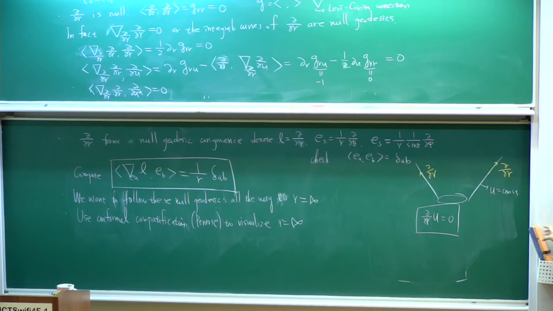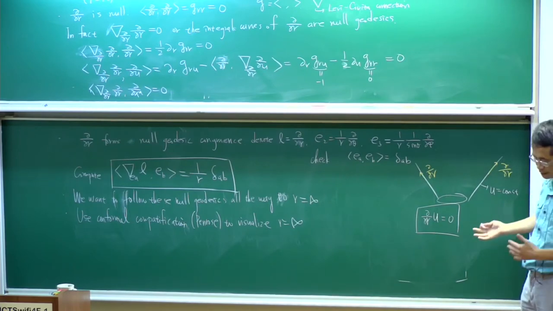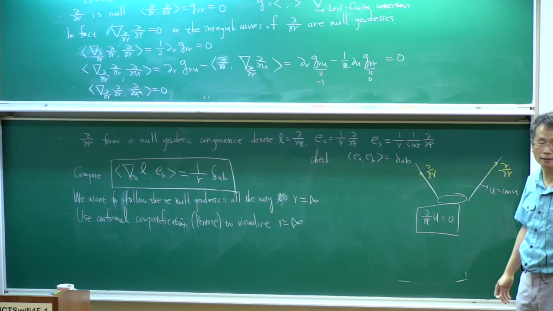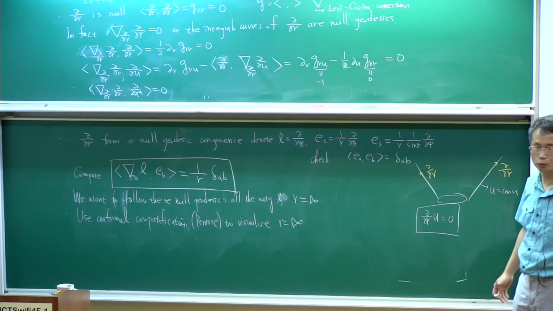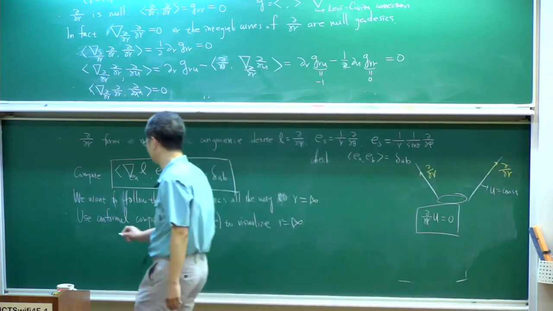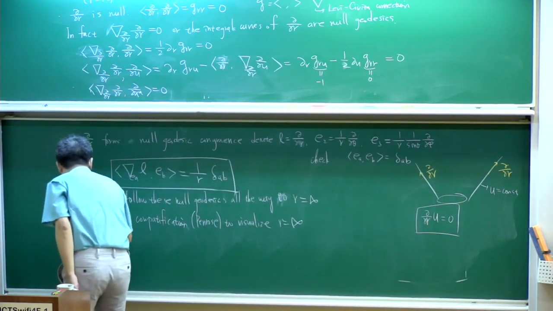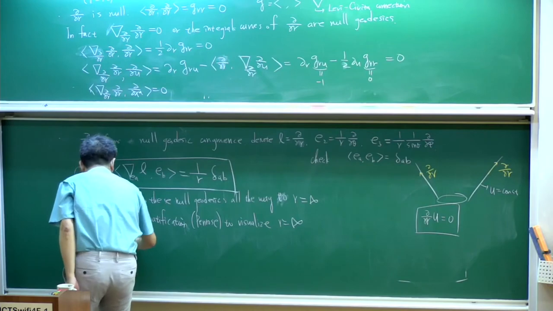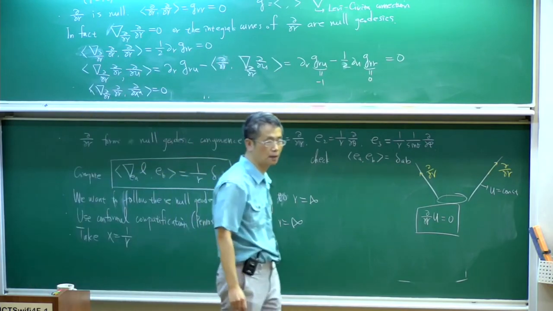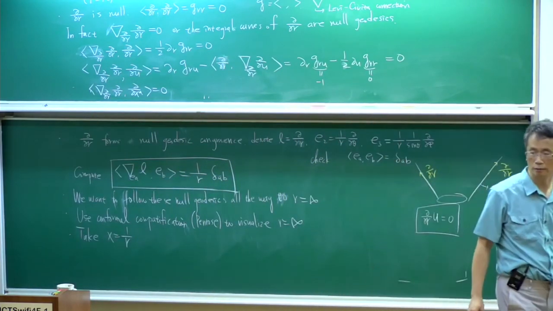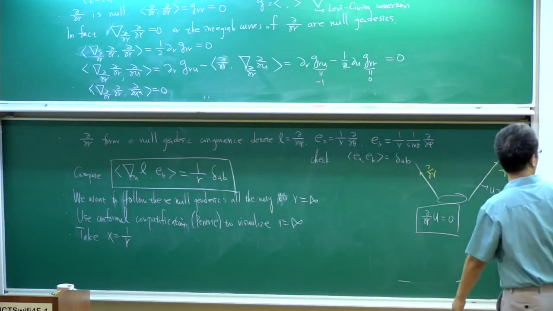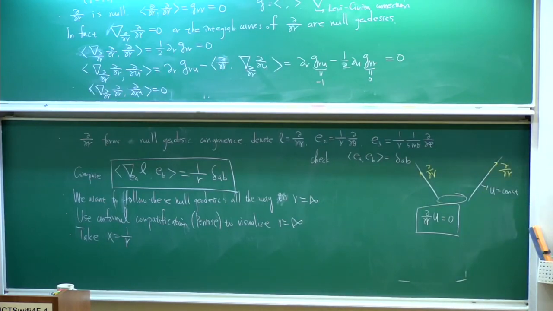Okay. So of course, the easiest way to bring an infinity to a finite time is just redefine it. Look at x equal to 1 over r. So let's just take x equal to 1 over r. So r equal to infinity becomes x equal to 0. And therefore, we can actually rewrite this metric here.